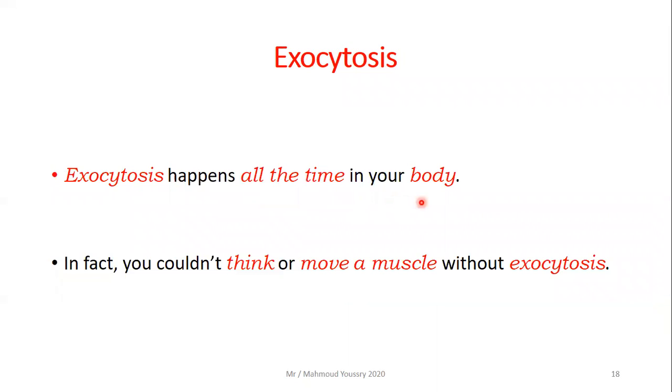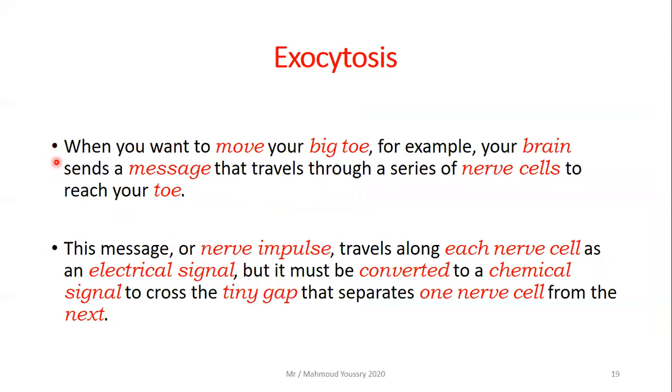Exocytosis happens all the time in your body. In fact, you couldn't think or move a muscle without exocytosis. Let's see an example. When you want to move your big toe, for example, your brain sends a message that travels through a series of nerve cells to reach your toe. This message or nerve impulse travels along each nerve cell as an electrical signal, but it must be converted to a chemical signal to cross the tiny gap that separates one nerve cell from the next.